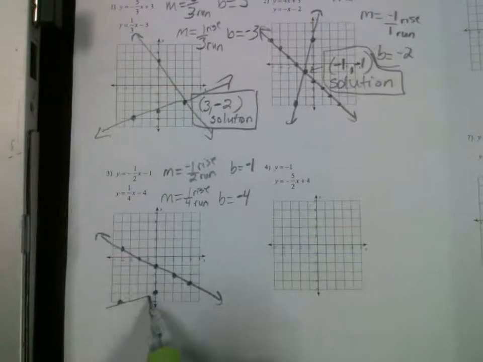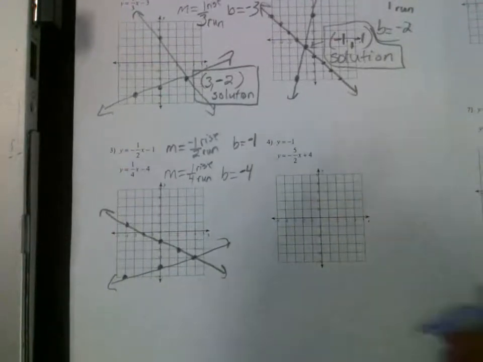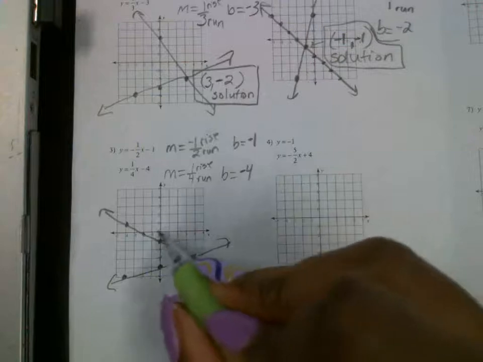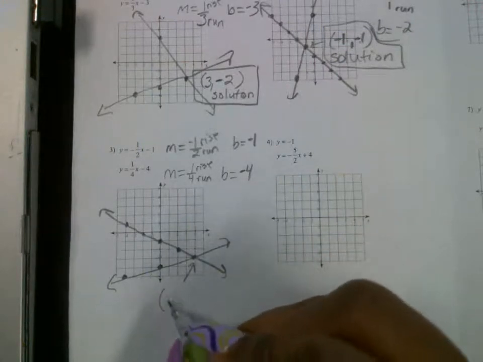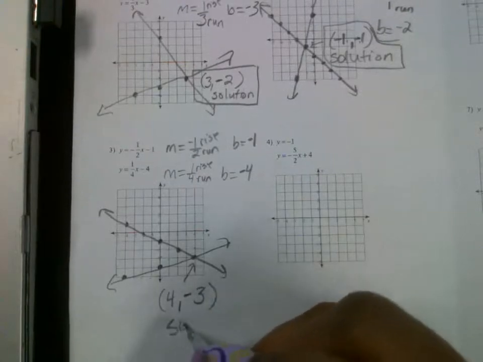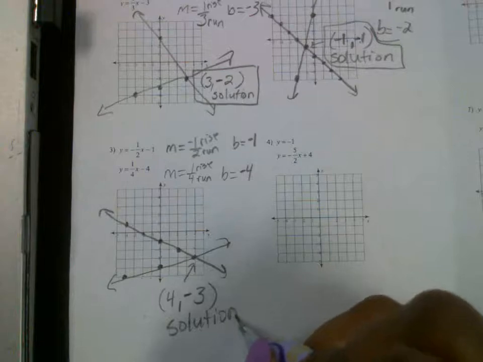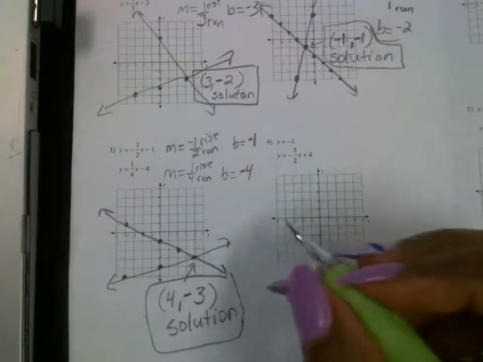And so when I draw my line, the solution is going to be where they cross. Where do they cross? 4, -3. Very good. So the solution here is 4, -3. This is my solution. Any questions about that? Anybody get that right on their own? Okay, that's excellent. Good job, y'all.